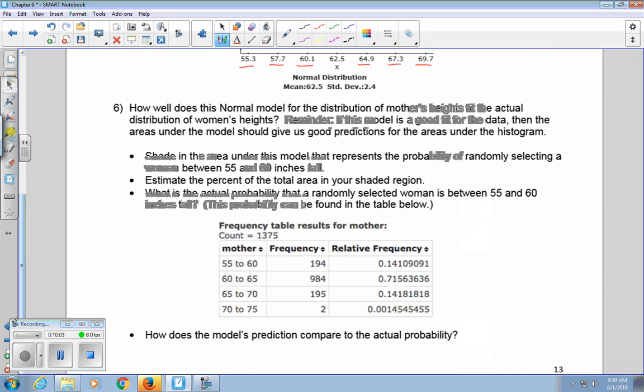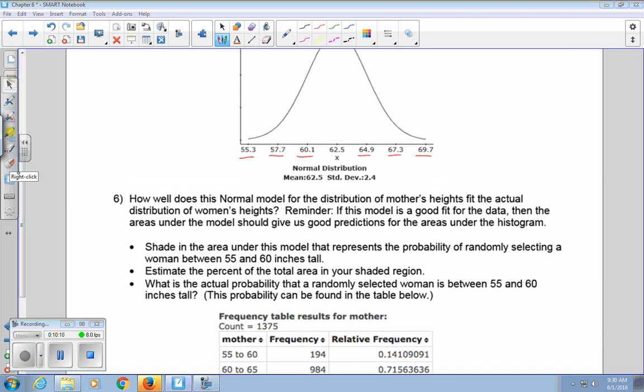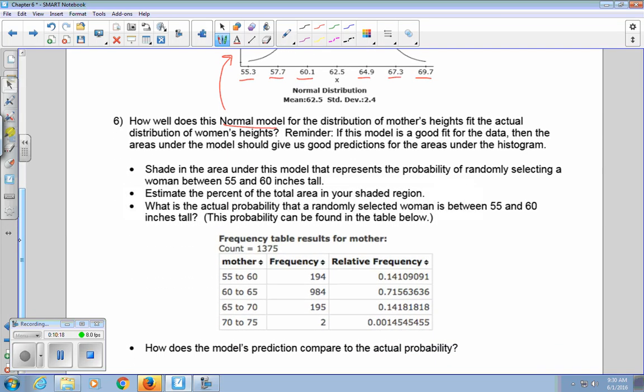How well does this normal model for the distribution of mother's height fit the actual data? Up here, this smooth curve is the normal model. That's how we're modeling our data. And down below, we have a table talking about our actual data. If the model is a good fit for your data, then the area under the model should give us good predictions for the area under the histogram. So let's see how good this fit is.